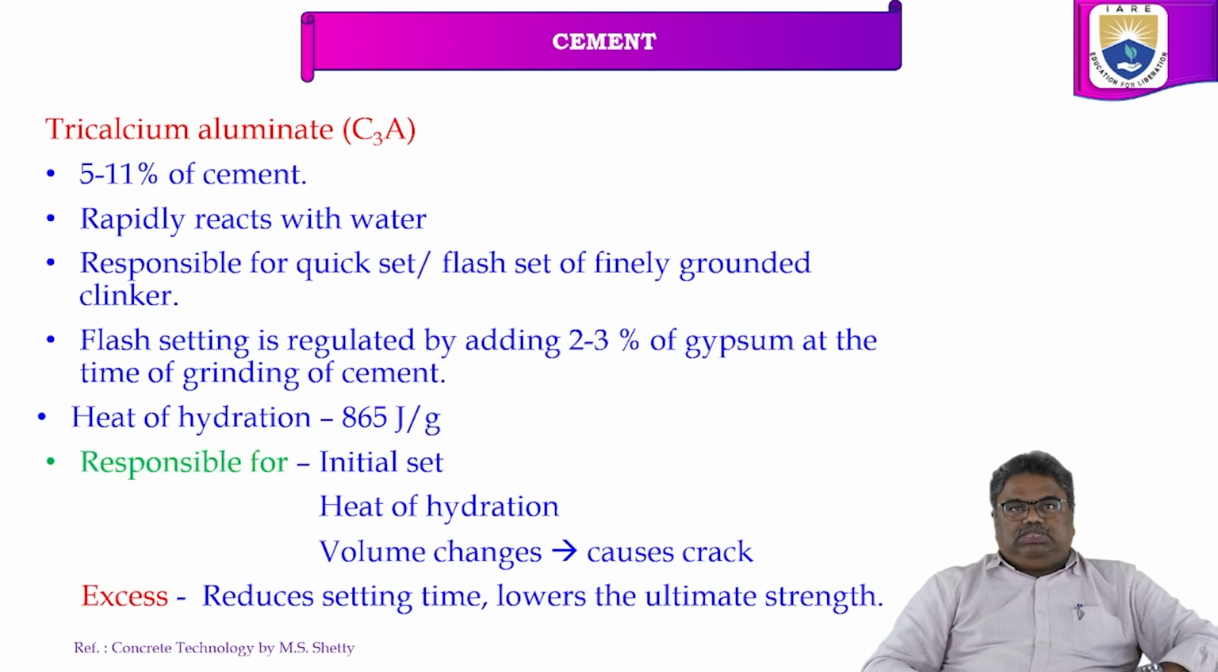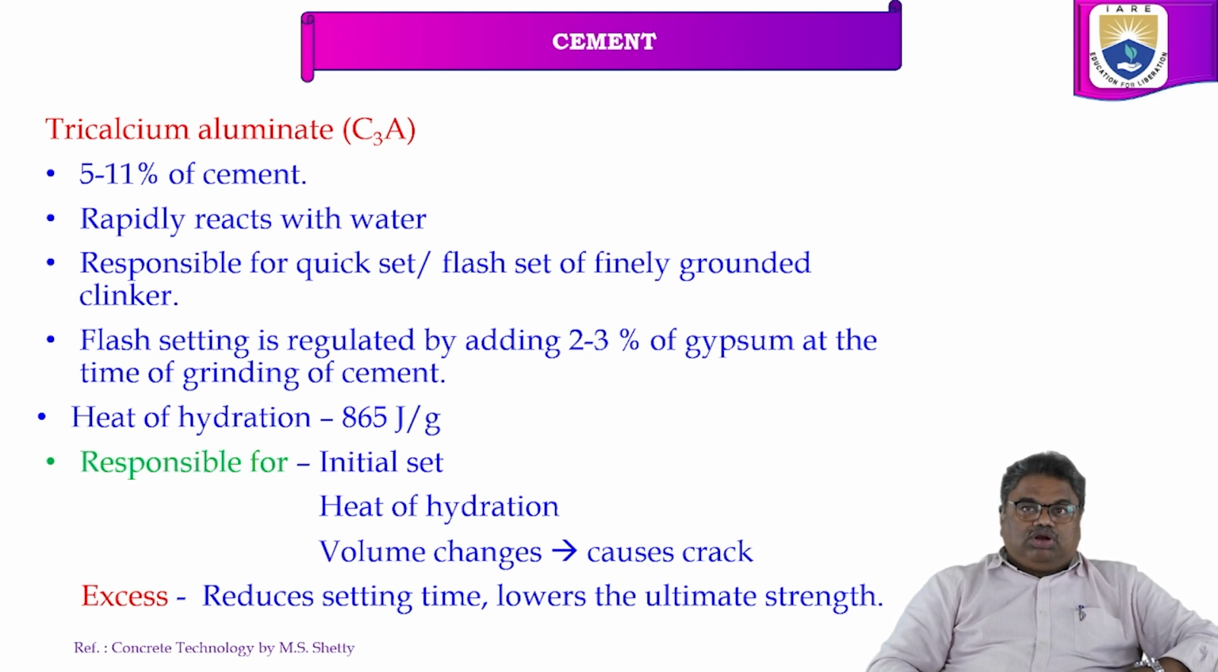Now tricalcium aluminate, C3A. In the cement, it is present at 5 to 11%. It reacts rapidly with the water. It is responsible for the quick flash set of finely ground clinkers. C3A reacts with water very rapidly, and therefore it sets very quickly, causing a flash set of finely ground clinkers.